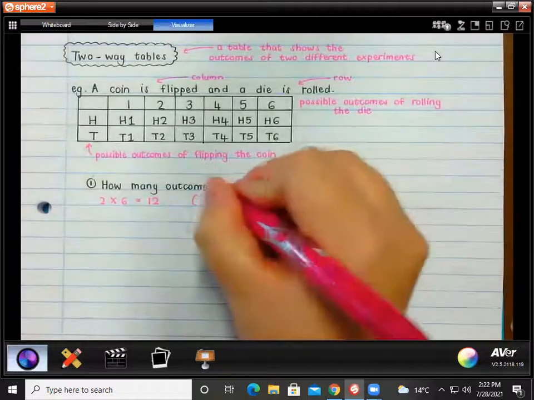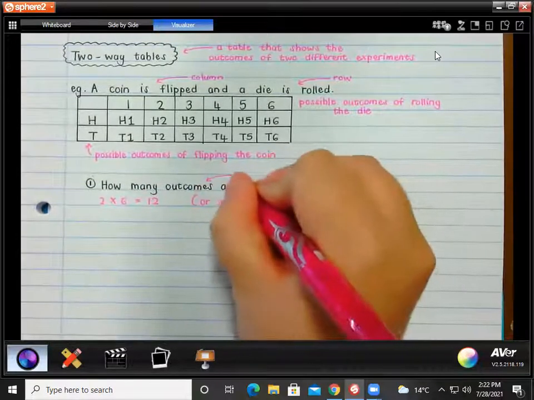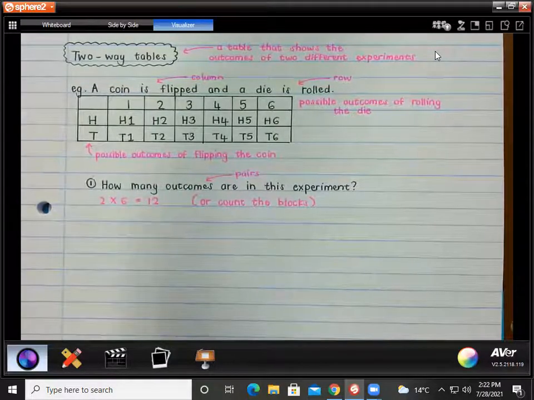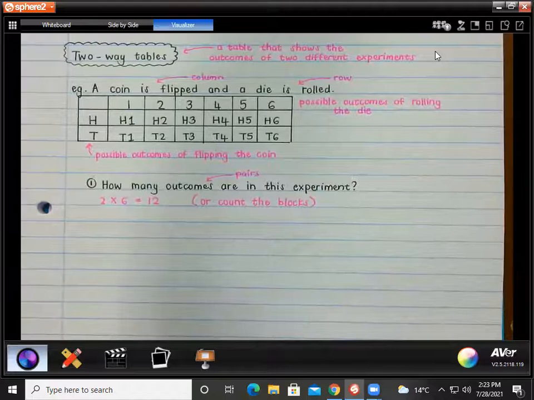Okay, this outcomes that they're asking about here, this is basically pairs. When you've paired them up. Okay, they're asking for how many pairs are in this experiment.